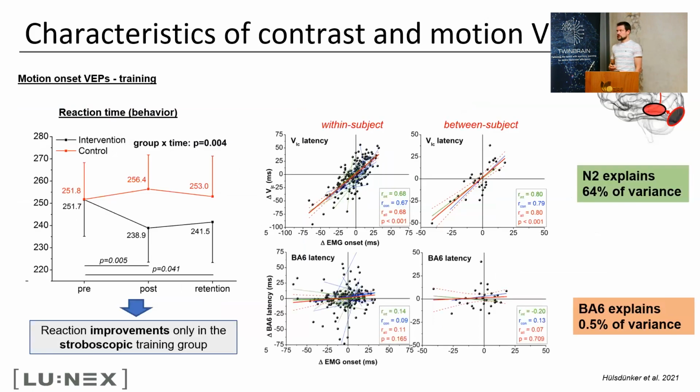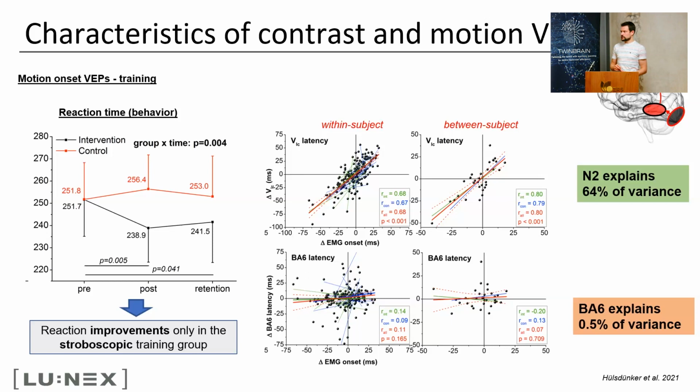So you see on the left, that is their behavioral performance. Okay, so that is the reaction time. We have no change in the control group, but a significant improvement in the intervention group. So interaction effect, positive for the intervention group, indicating faster reaction time after the training. Again, we are talking about 12, 13 milliseconds. Okay, so for badminton, that is quite a lot.